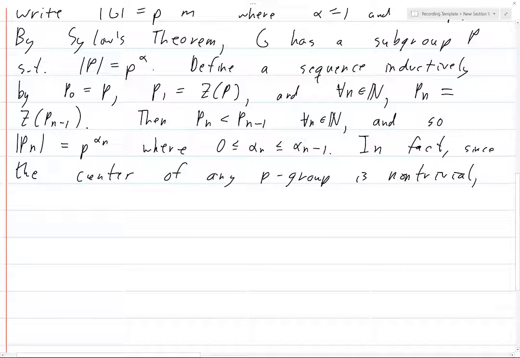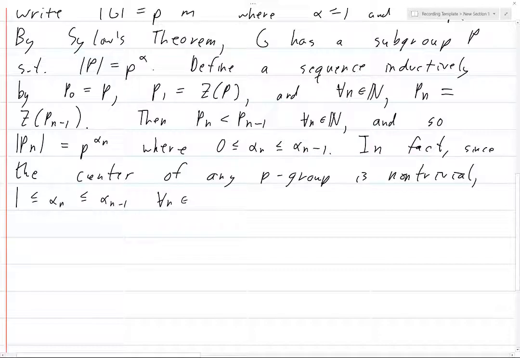The problem statement seemed to imply that, certainly you don't use Cauchy's theorem to prove the Sylow theorems, but that doesn't mean that you don't use Cauchy's theorem to prove any other facts, such as this one, which is not... well, is it part of Cauchy's theorem? I don't know. Whatever. In fact, since the center of any p-group is non-trivial, 1 is less than or equal to α_n, which is less than α_{n-1}, for all n in ℕ.